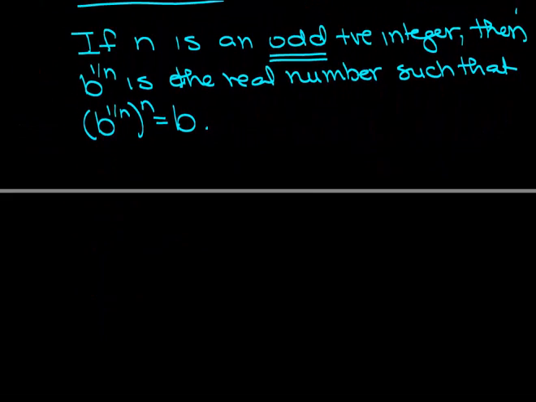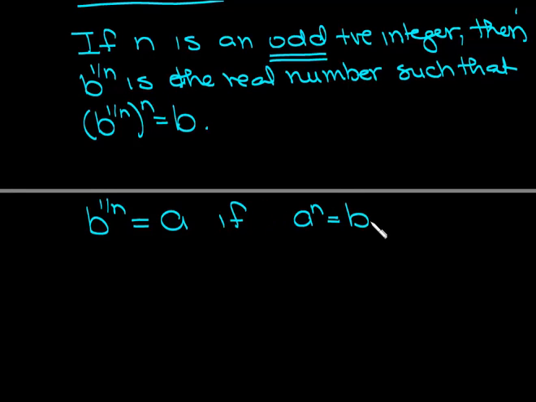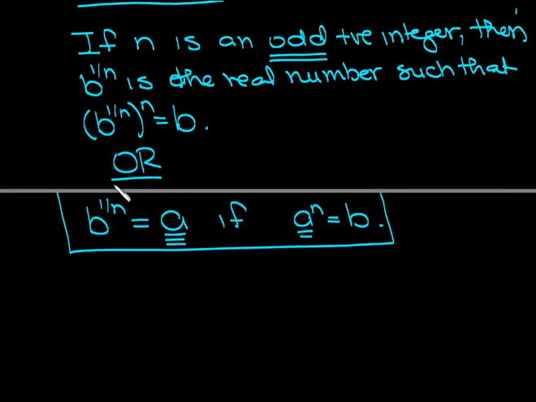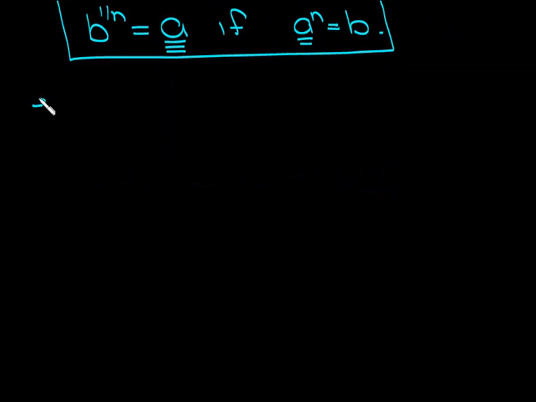Another way we could have defined this is we could have said that b to the 1 over n is equal to a, if a to the n is equal to b. So there's another way to define a rational exponential number. So we say b to the 1 over n is equal to some number a if there exists a number a such that if you raise that to n, you get b. So let's take a look at some examples. There are a couple of definitions I've given you. Okay, so let's take a look at an example.